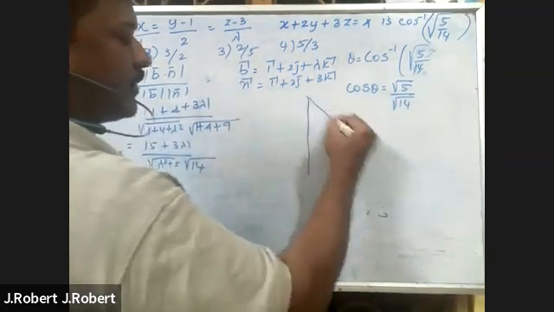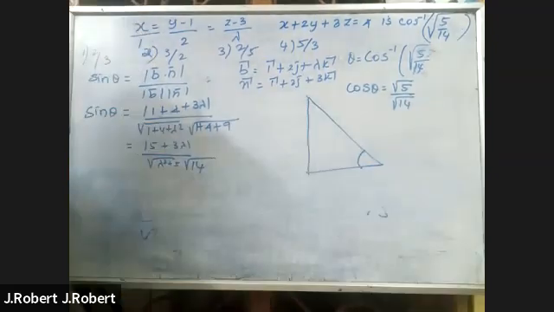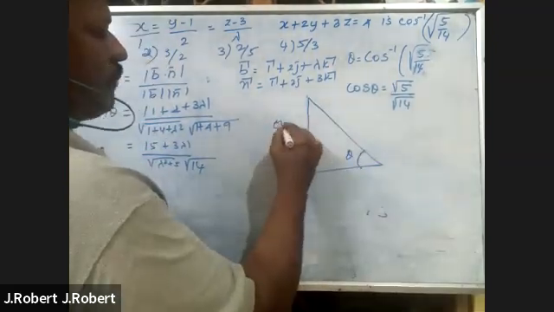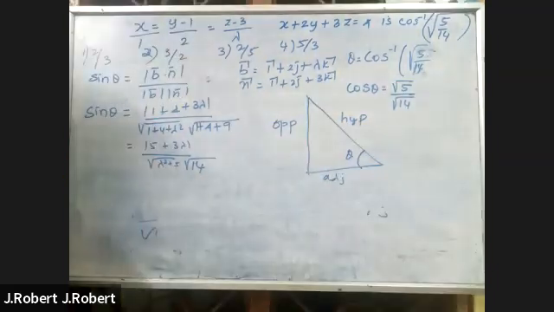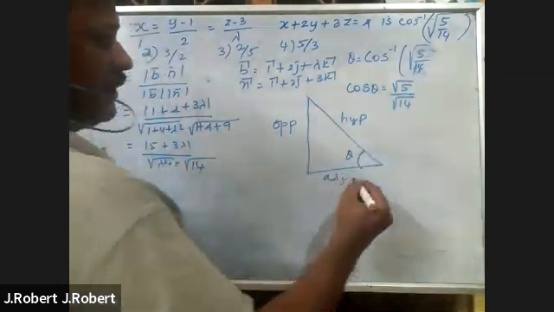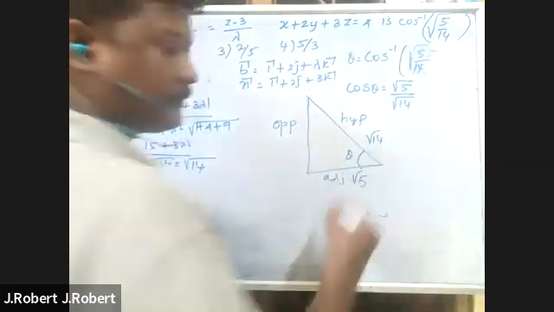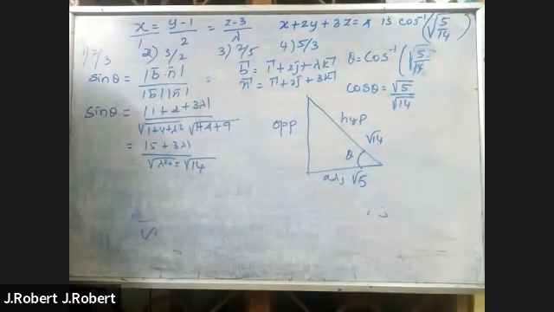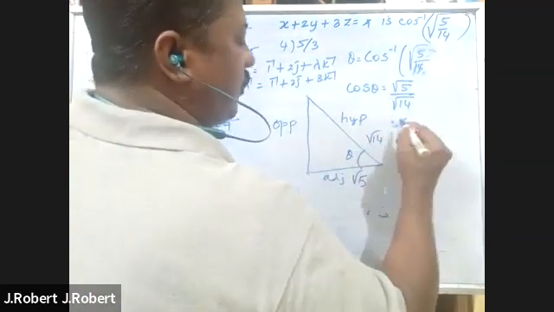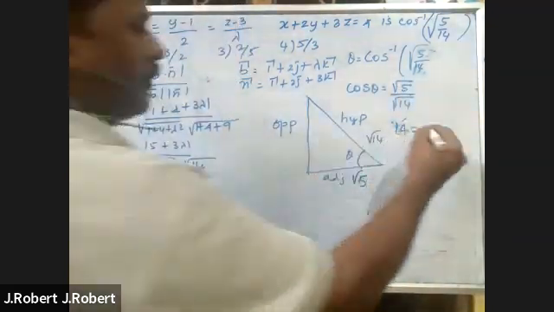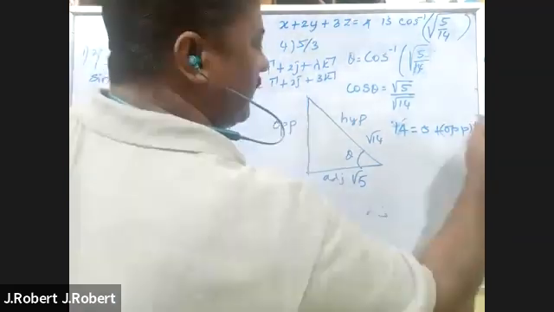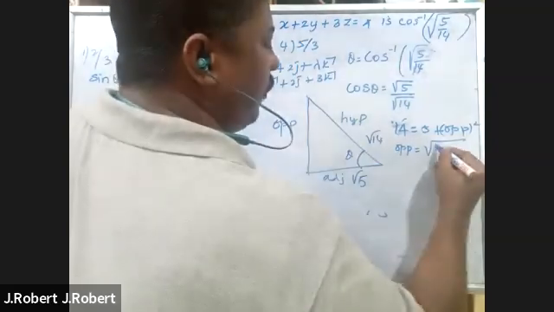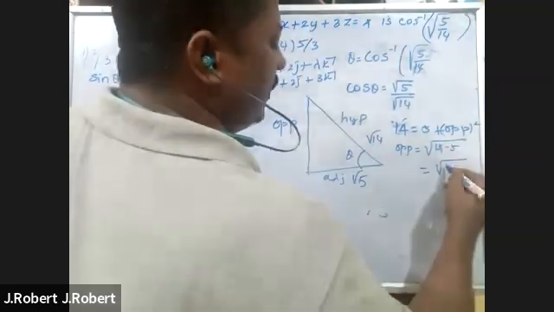That's why trigonometry is so important. Theta is there. This is called opposite side, this is called hypotenuse, this is called adjacent. Now cos theta means adjacent side by hypotenuse, that is root 5 divided by root 14. According to Pythagoras theorem, the square of the hypotenuse is equal to the sum of the squares of the other two sides, so root 14 whole square, that is 14, is equals to root 5 square, 5, plus the opposite side square. So the opposite side is equal to square root of 14 minus 5, which is square root of 9.